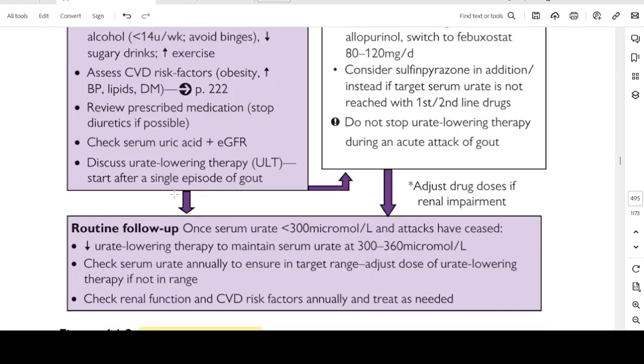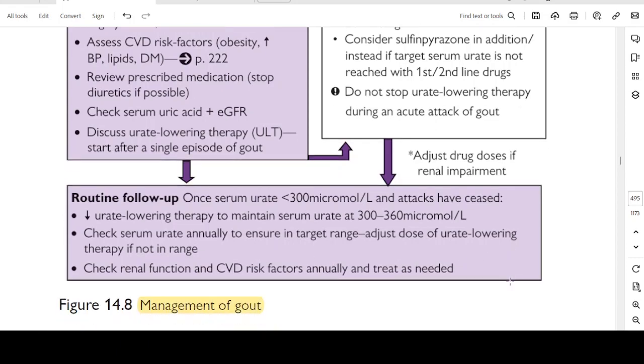So after all these checkups, then routine follow-up. Once serum urate level is less than 300 micromoles per liter and attacks have ceased, decrease the urate lowering therapy to maintain serum urate at 300 to 360 micromoles per liter. Check serum urate annually to ensure a target range. Adjust the dose of urate lowering therapy if not in range. Check the renal function and CVD risk factors annually and treat as needed.